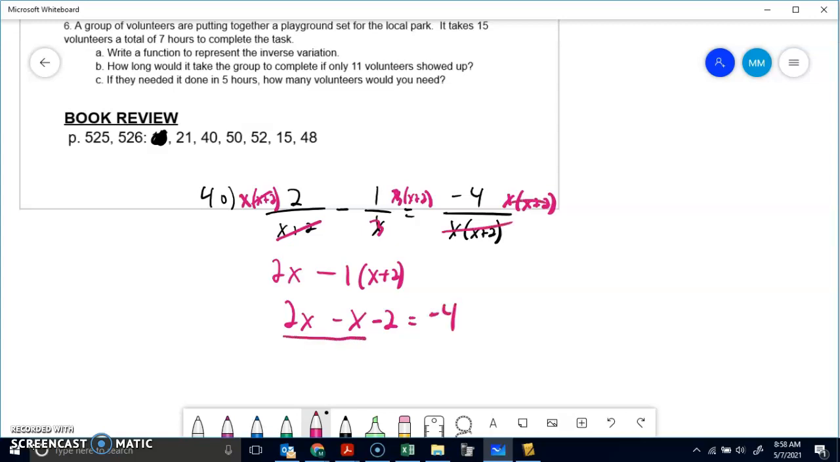So this is an easy solve. 2x minus x, 1x is 1x. When I add the 2 over, I get negative 2.